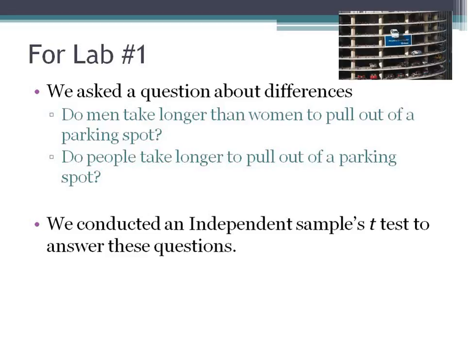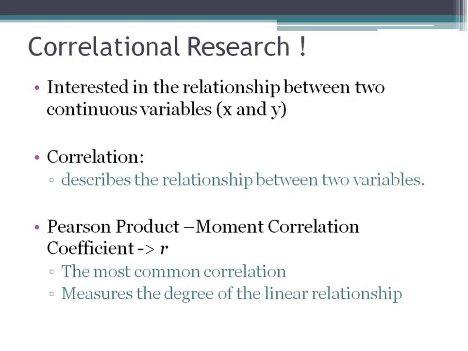And we conducted an independent samples t-test to answer these questions because we were looking at differences between two groups, right? So up until this point, we've really only talked about differences. Today, we're going to talk about relationships between groups. If I know something about X, does it tell me something about Y? If I know something about how much you exercise, does that tell me something about what your blood pressure is like, right? The relationship between two variables.